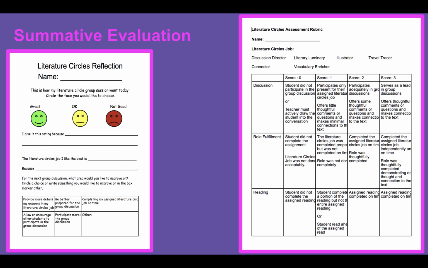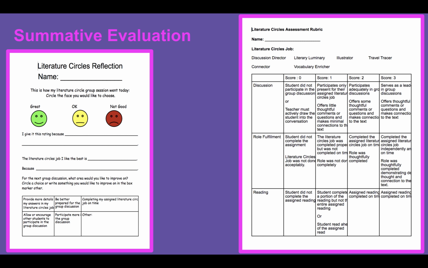And the goal of providing the feedback in real time is to allow students to make changes so their group discussion can go much more smoothly. Students also have that opportunity to complete that self-assessment after each group discussion day to express how their group discussion went and why they feel that way. They also have the opportunity to share which literature circle job had been their favorite and why, and then areas where they can choose to improve on.